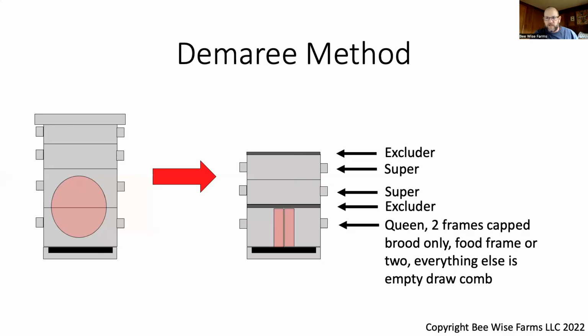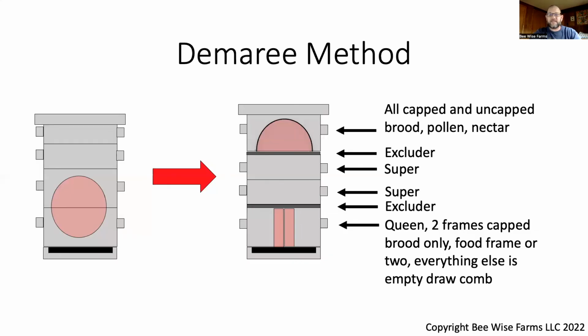Now you add another queen excluder because you're going to be raising a queen on the top of this, and you don't want her to be able to go down. The last thing you're going to do is all of that uncapped, all of that young larva, all of that pollen, all of that nectar, any other capped frames that you have, all of that goes in this top box.